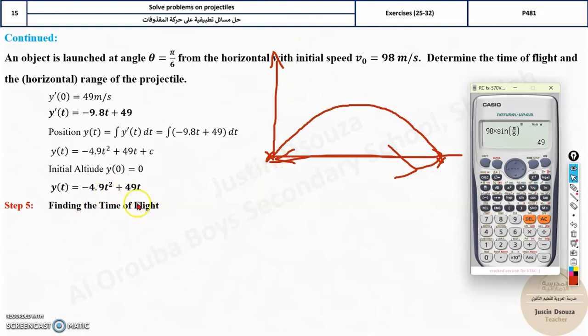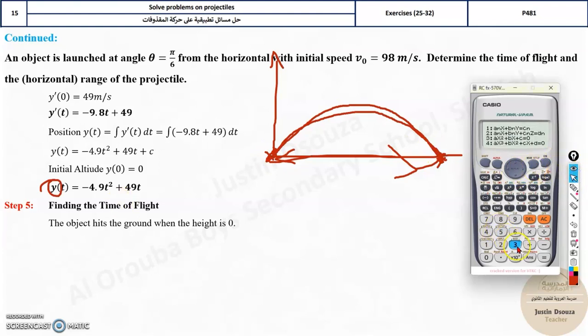Now how do we find the time of flight? Basically we know if you throw an object, it starts from 0 and it lands when the height is 0. So if you equate the height to 0, you will find the starting and the ending time. So let us just solve this: negative 4.9 t squared plus 49 t, and the last one is 0. Now let me just solve this. We have got 10 and 0.